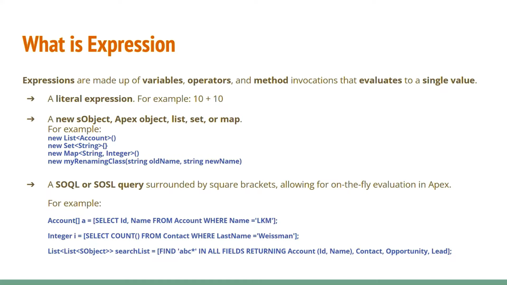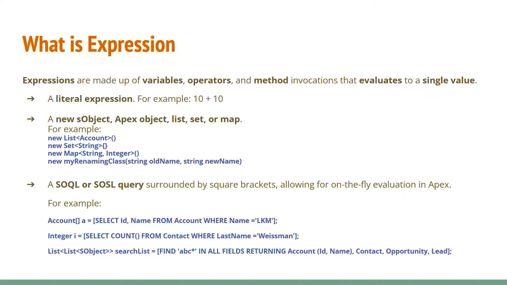A new sObject or Apex object, list, set, map. For example, we can create an instance of a new list, new set, new map, or new of any other class. We use the equal to operator to create an instance of any type like list, set, map. So that equal to is calculating that thing. That's why it's an expression.